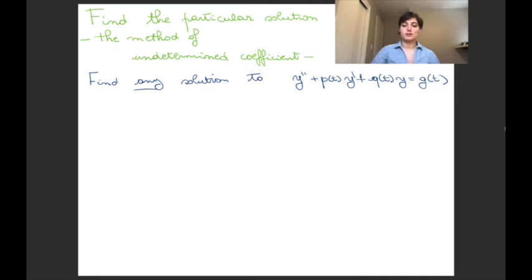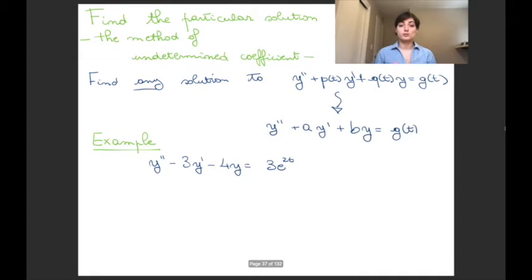And our first step is to say that this is too hard, and we're going to solve for actually y'' plus a y' plus b y equals g of t. So we went from a general second-order linear ODE to a constant coefficient second-order ODE. And our first example is going to be y'' minus 3y' minus 4y equals 3 exponential of 2t.